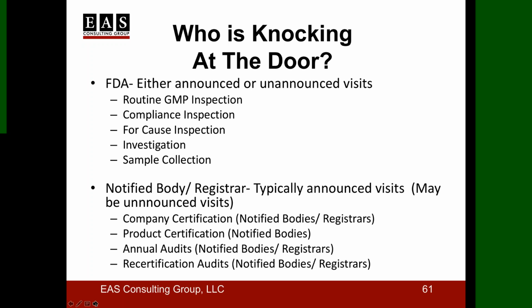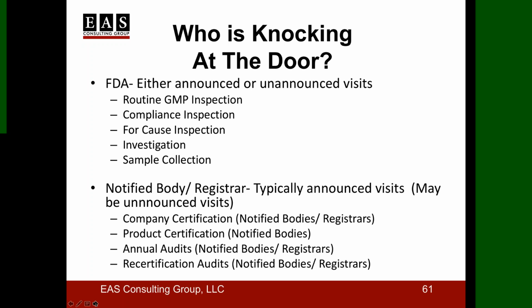So FDA inspections are either announced or unannounced. You can have a routine GMP inspection, a compliance inspection, a for-cause inspection, an investigation, or sample collection. These routine GMP inspections are right now per QSIT, the Quality System Inspection Technique.